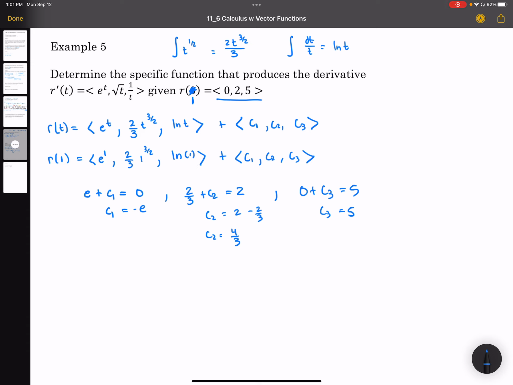So our specific function that meets this criteria is r(t) equals e to the t minus e, 2/3 t to the 3/2 plus 4/3, and the ln of t plus 5. So if you go back and check, if you substitute in 1, you're indeed going to get the point 0, 2, and 5.